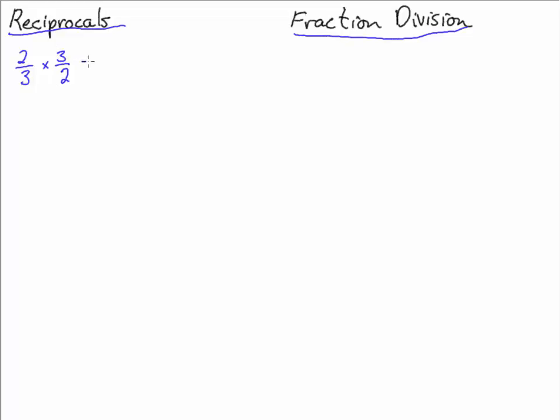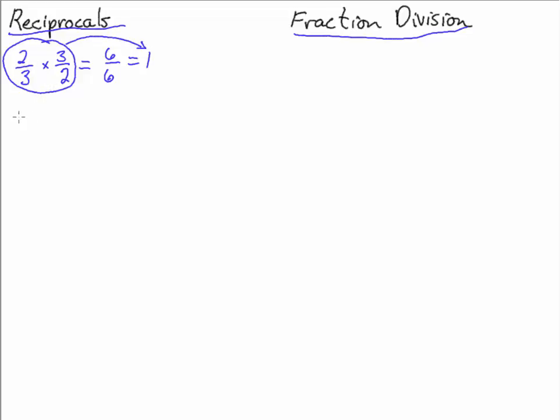When you multiply these, do it in really slow motion. 2 times 3 is 6. 3 times 2 is 6, and it equals 1. And these two have a special relationship: they multiply to give you 1.